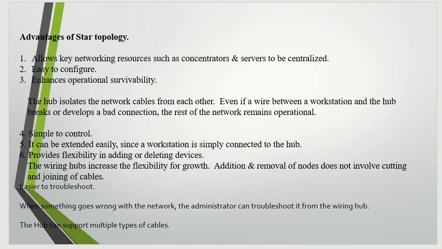So we have the advantages of star topology. It allows key network resources such as connectors and servers to be centralized, easy to configure. It enhances operation safety. The hub isolates the network cables from each other. Even if the wire between a workstation and the hub breaks or develops a bad connection, the rest of the network remains operational.